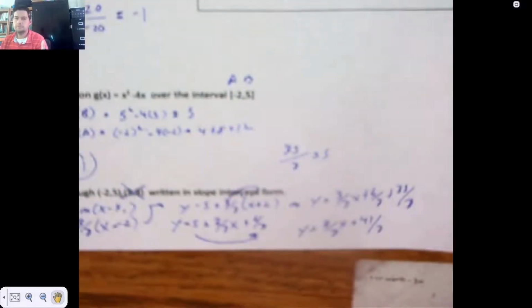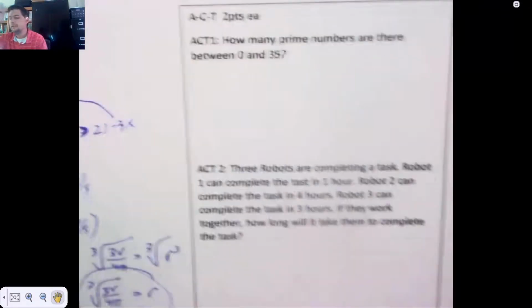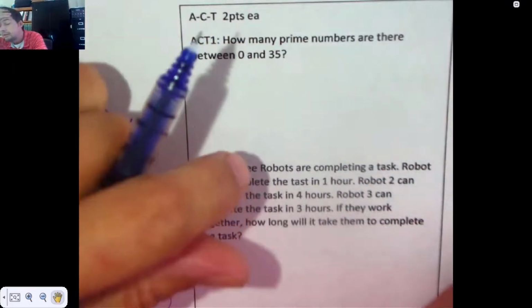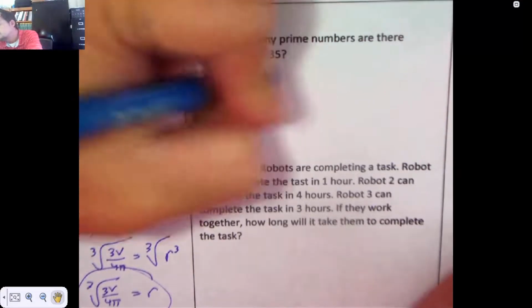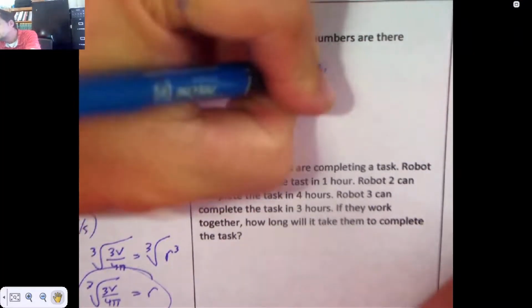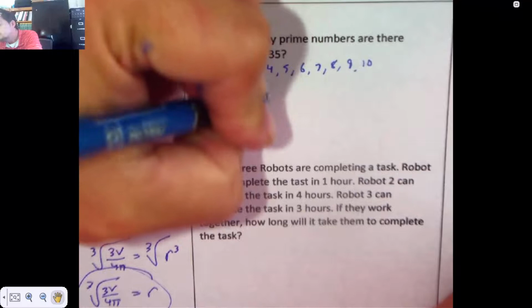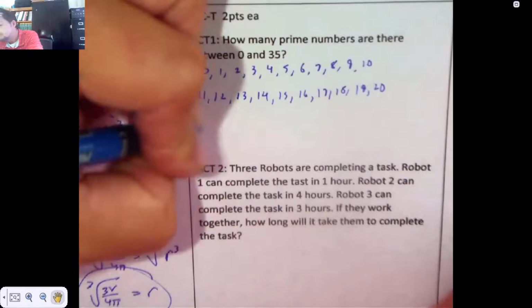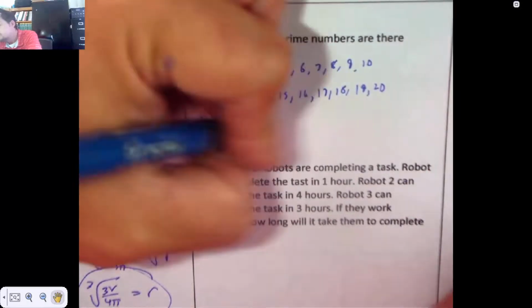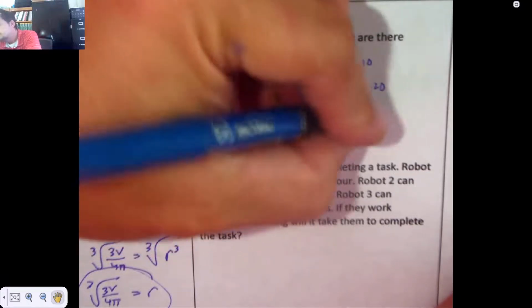Let's move on. All right, up top, ACT problems. How many prime numbers are there between 0 and 35? Just write them down. I hope when you guys take the ACT, there is an actual question on there about prime numbers. It's hit and miss.